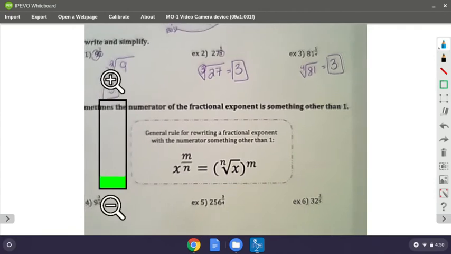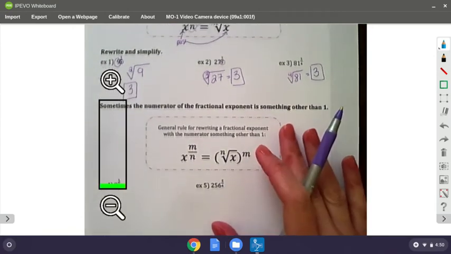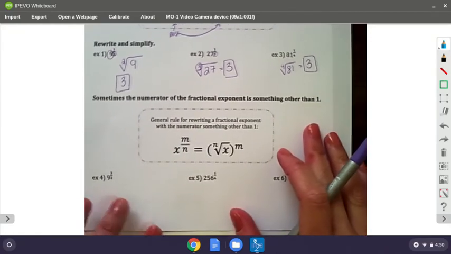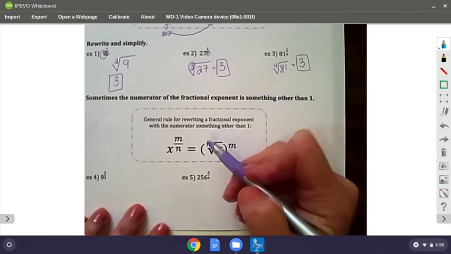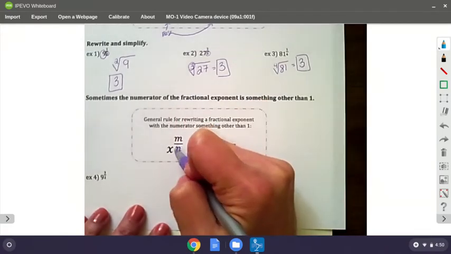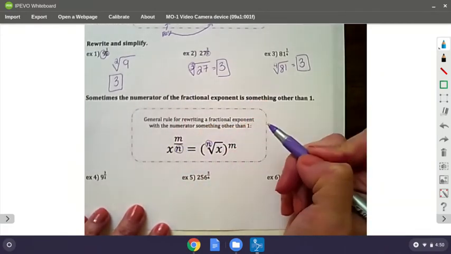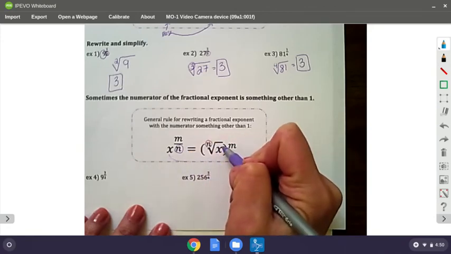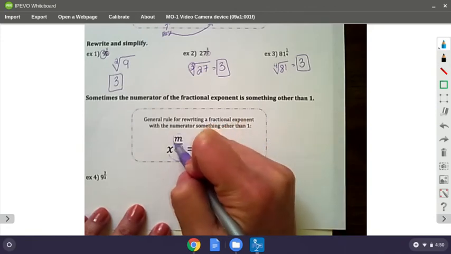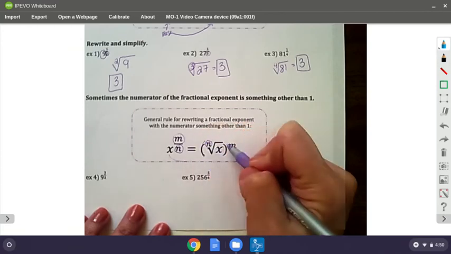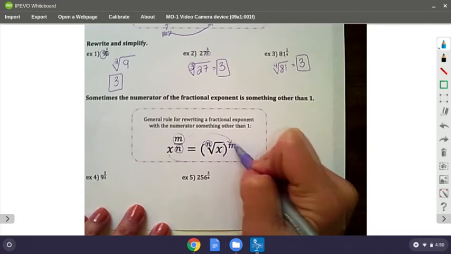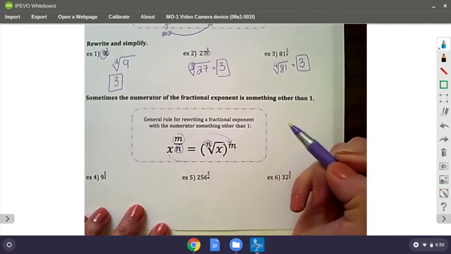Sometimes you might have a fractional exponent where the numerator is something other than 1, so something bigger than 1, like 2 or 3 or 5. If that happens, we still rewrite it. So this part of it, the denominator still goes here. The denominator is still your root. Your base is still your radicand. The only difference is whatever this numerator is, we put this in parentheses, and then we raise this to that power. This becomes an exponent.